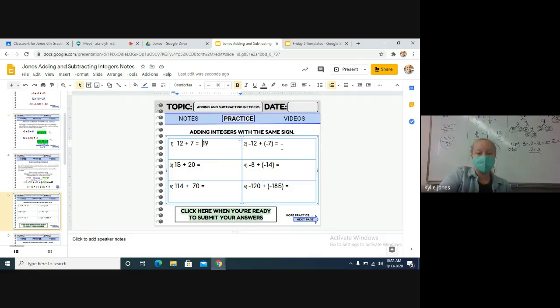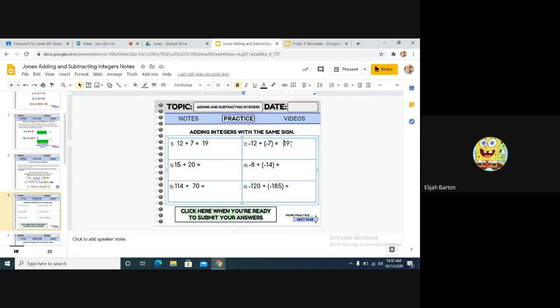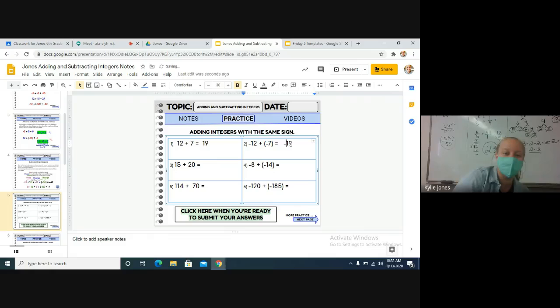Okay. Let's look at number 2. This time we have -12 plus -7. Again, we need to add the numbers first. What is 12 plus 7? 19. Now, are these numbers negative or positive? Negative. So we just put a negative in front of it. So our answer is -19 in this case.